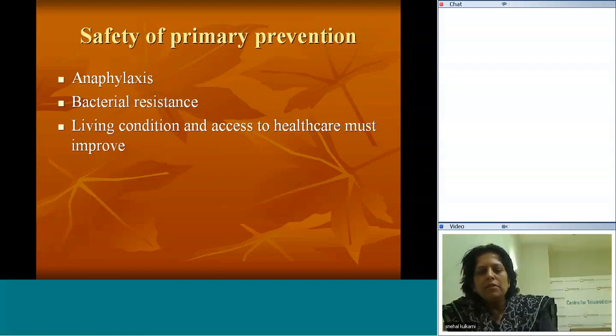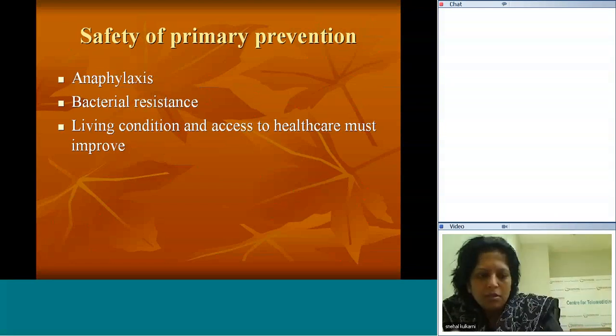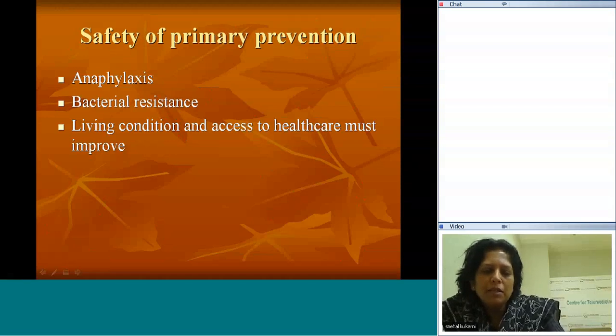Then the question came of whether it is really safe to give primary prevention to all patients, because there is always the risk of anaphylaxis. If you keep giving penicillin to all suspected patients of pharyngitis, there is a fear of bacterial resistance. Again, our living conditions and access to healthcare must improve. Only giving penicillin may not really change the whole spectrum, so all these things need to be incorporated simultaneously.